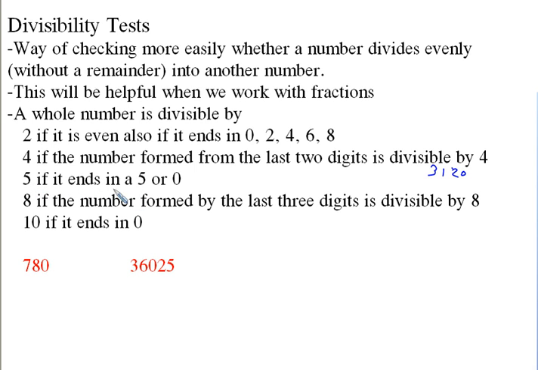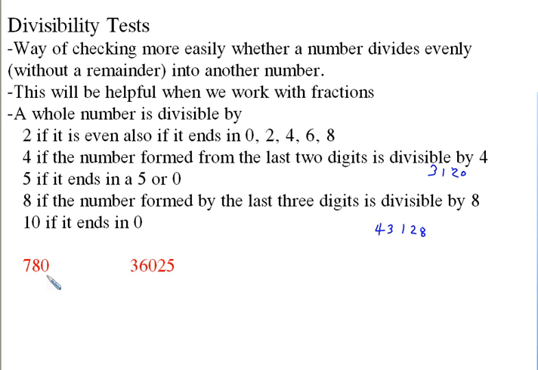It's divisible by 5 if it ends in 5 or 0. It's divisible by 8 if the number formed by the last 3 digits is divisible by 8. So if I have something like 128, that would be divisible by 8. I know that because that's 8 times 8 times 2. So if I wanted to put another number in front of here, I know that's still divisible by 8 because the last 3 digits are divisible by 8. And it's divisible by 10 if the number ends in a 0.